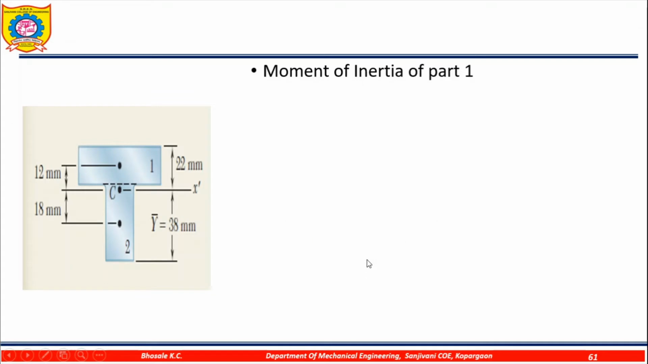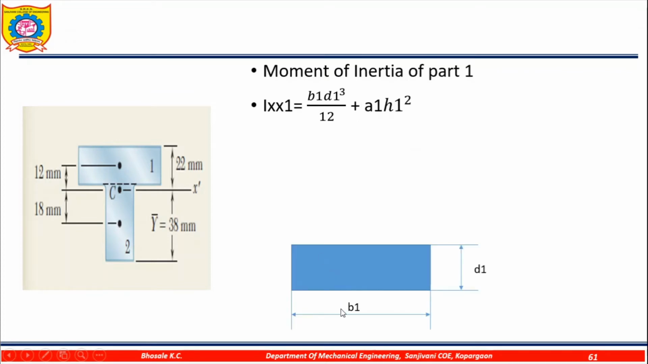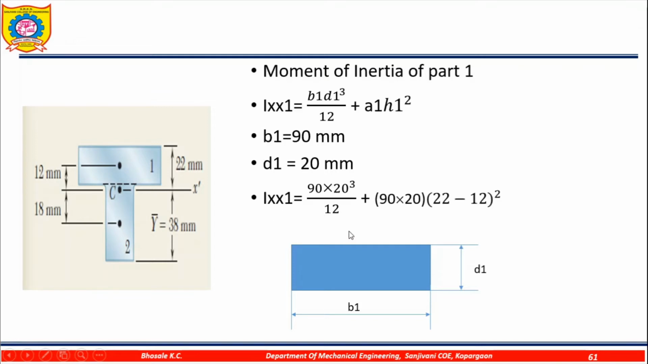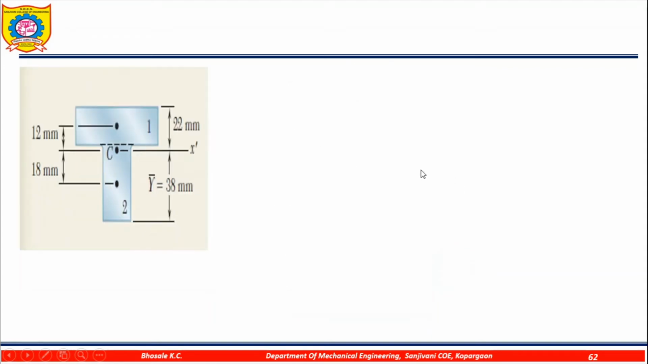Now the moment of inertia of part number 1. We find the moment of inertia, that is B1 D1 cube by 12 plus A1 H1 square. B1 is the horizontal dimension, D1 is the vertical dimension. So B1 is 90, D1 is 20. From that we can find the value. H1 is the distance of the top layer from the neutral axis, that is 22 mm, and the CG of part number 1 is at 12, so H1 is 22 minus 12.